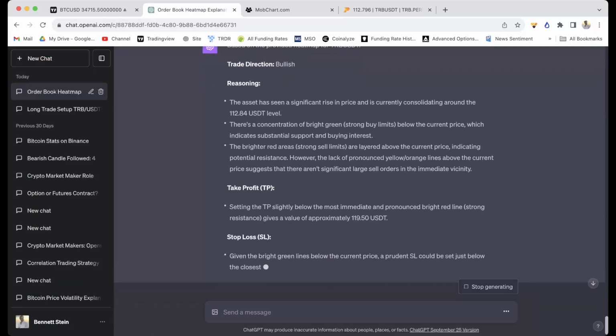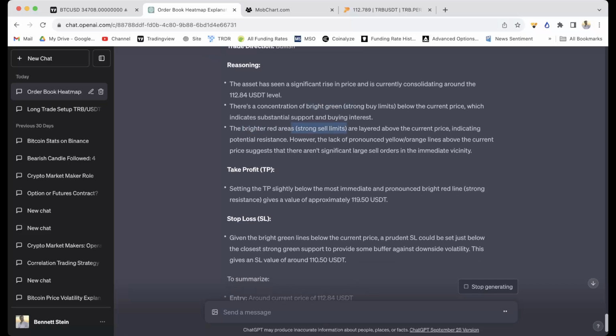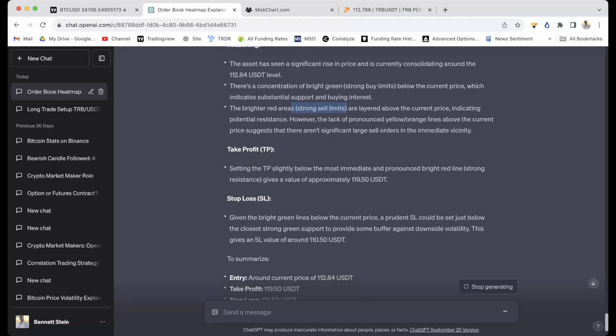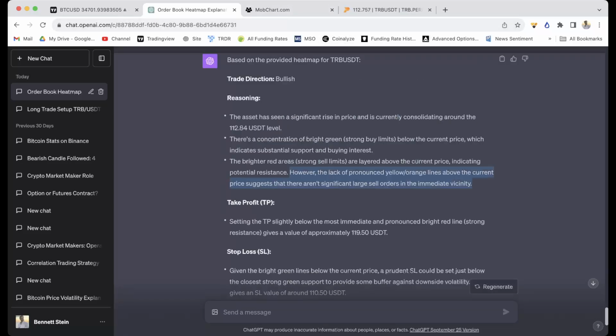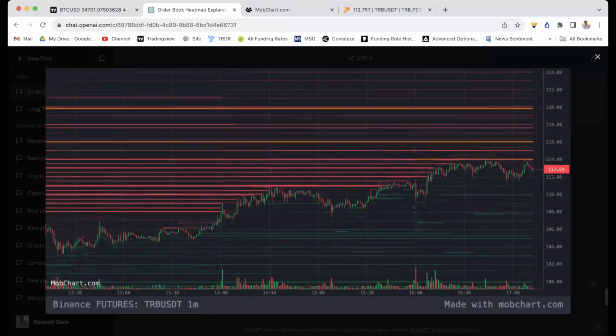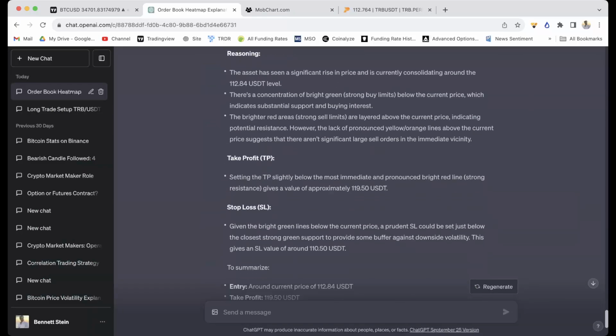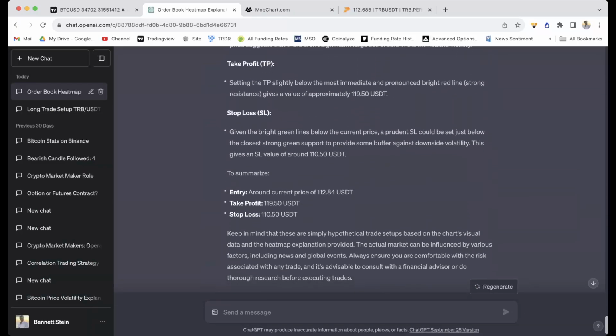Yeah, there is some bright green, but it's mostly brighter red. Oh, it said that they're a brighter red. Yeah, okay. I want you to clarify that. And that is incorrect. There are definitely pronounced yellow and orange lines above the current price. You can see the orange lines right there. But maybe just the coloring of it wasn't really able to understand it.